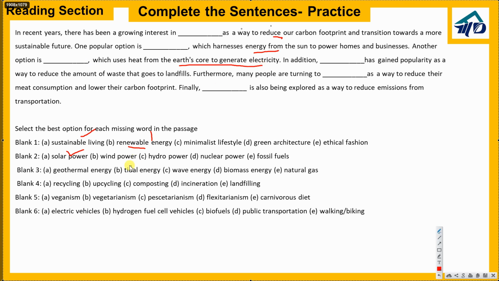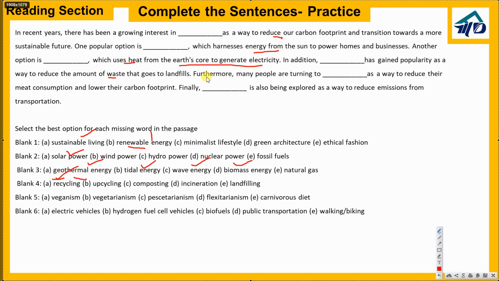Earth's core, so heat. Heat means thermal. Geo, you can relate it with geography, with the earth, so geothermal energy. Tidal is for your sea waves, wave energy is different, biomass different, natural gas different. In addition, dash has gained popularity as a way to reduce the amount of waste. What? Recycling.